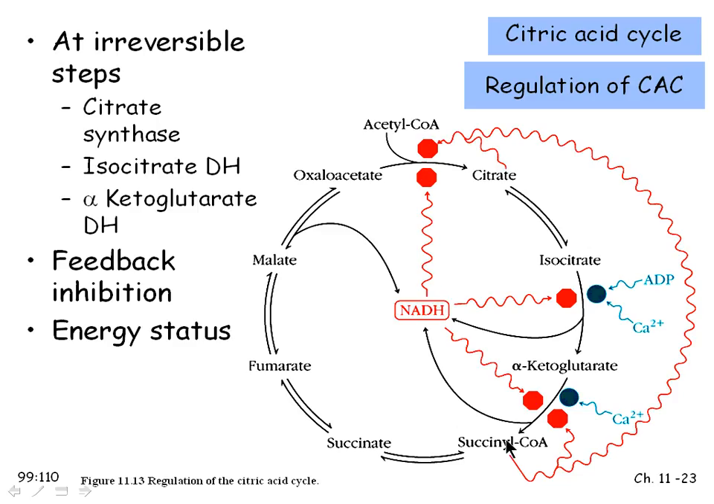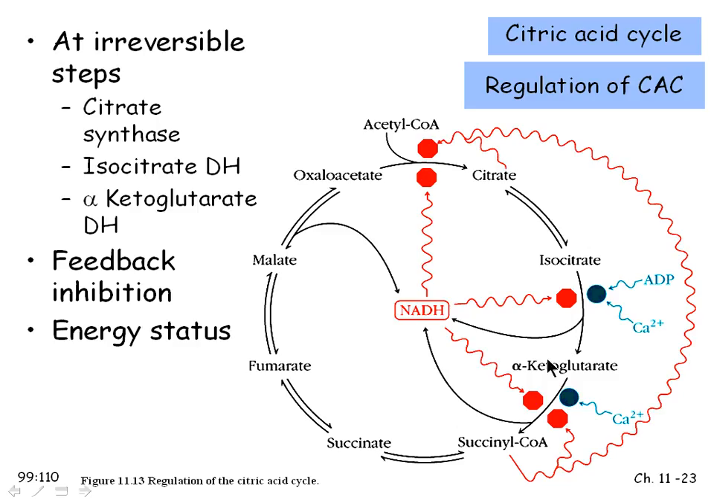And the other that is sort of a little hard to follow here is that succinyl-CoA can come back and inhibit citrate synthase. Well, succinyl-CoA is at the end of the irreversible steps, so if it's accumulating, it makes sense to inhibit these steps in there, and it's another regulatory factor.